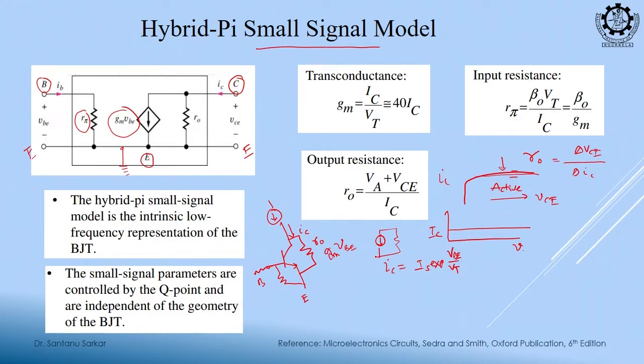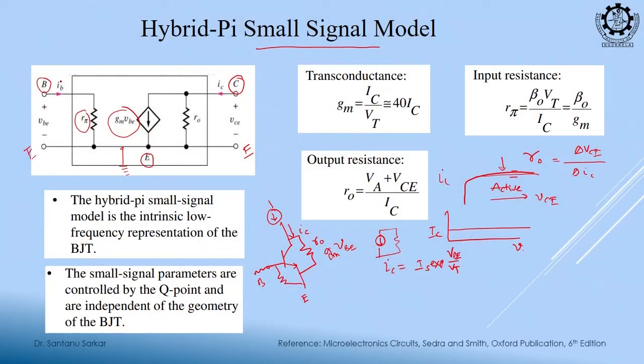RS in parallel. What is the value of RS? In first class I told you, if there is a voltage source, series resistance is 0, if there is a current source, parallel resistance is very high or infinity, ideally infinity, right. So, that we have just replaced, that is it, nothing else, okay.